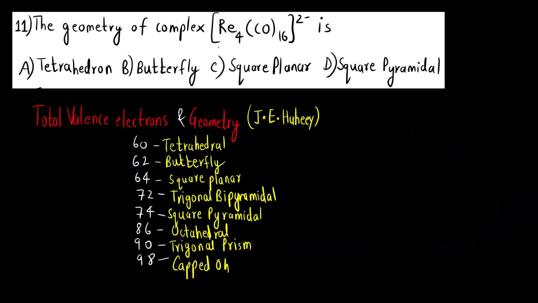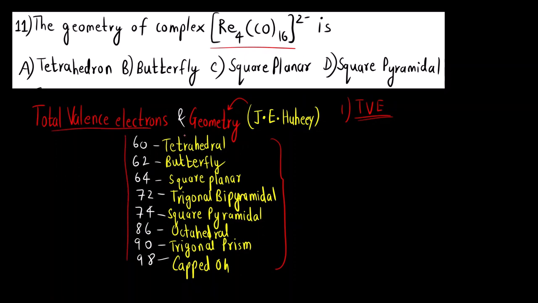The geometry of the complex Re4(CO)16 2-. So how do you solve this question? First step is you have to count the total valence electron. Okay, and after counting the total valence electron, you have to follow this table. You must remember this table. This is the total valence electron on the left hand side and the corresponding geometry.